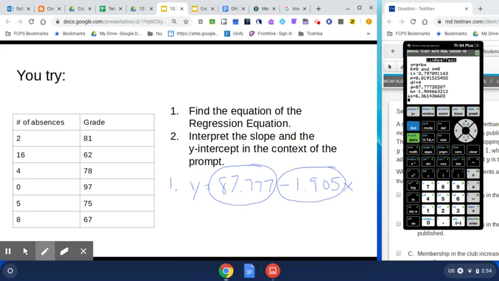Okay, guys, that's basically what we're going to have to do for today. We're going to have to find equations for lines of best fit, or linear regression equations, or least squares regression line equations. These have many different names, but after we find the equation, we're going to have to interpret the slope and the y-intercept in the context of the prompt. So basically, you're going to write a sentence for the slope and a sentence for the y-intercept.